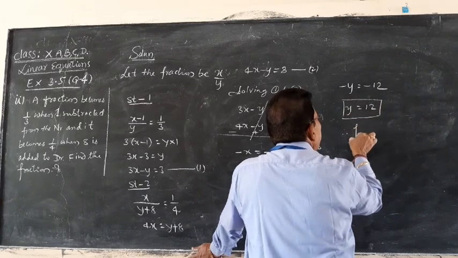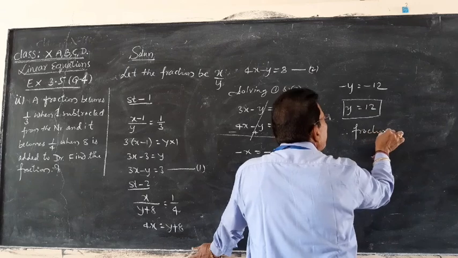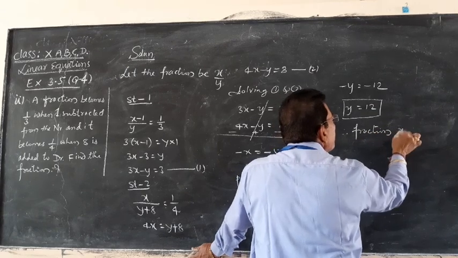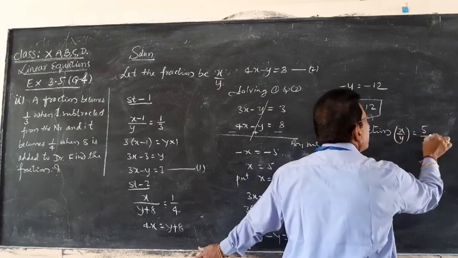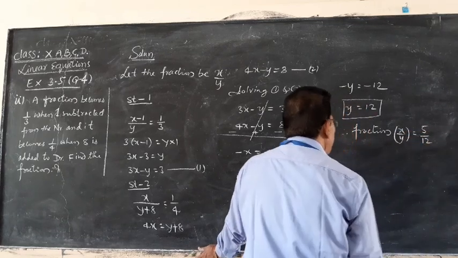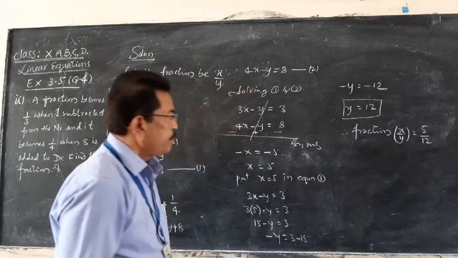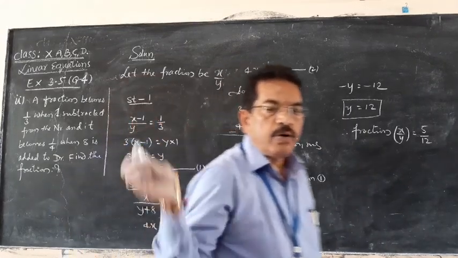So the fraction is 5 by 12. Okay, write down neatly.